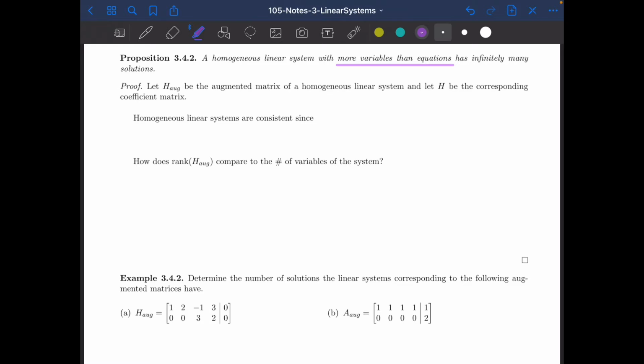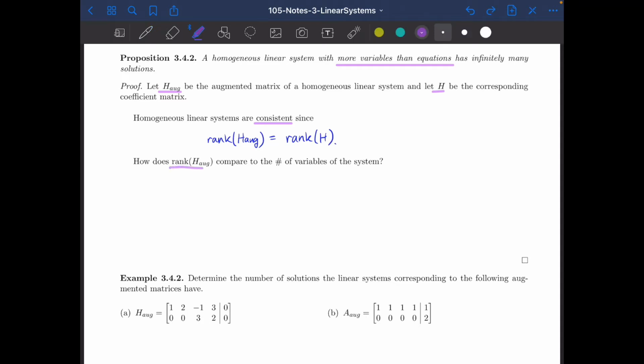Let's prove this. Let H_aug be the augmented matrix of a homogeneous linear system, and let H be the corresponding coefficient matrix. Now we've seen that homogeneous linear systems are consistent, since the rank of H_aug, the augmented matrix of the homogeneous linear system, is equal to the rank of the coefficient matrix, H, of the linear system. Now we want to prove that a homogeneous linear system with more variables than equations has infinitely many solutions.